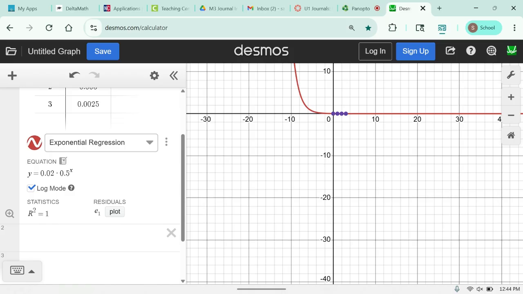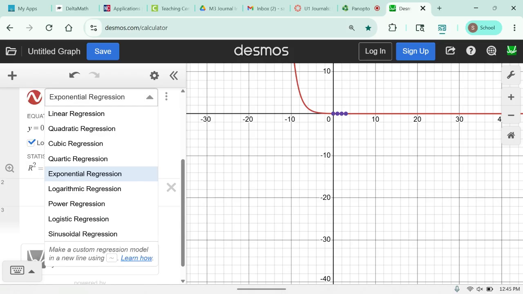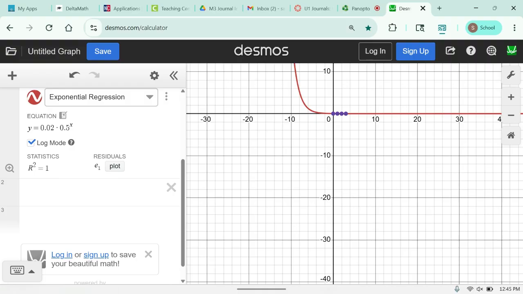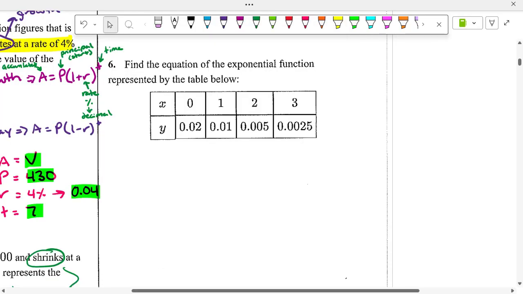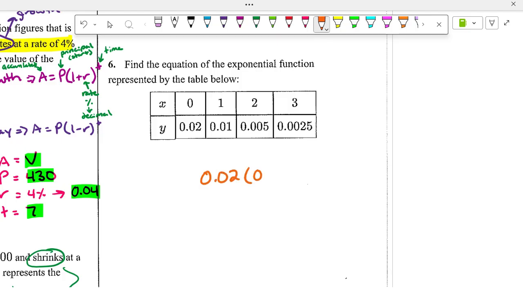All right, so like I said, if you need to find any regression on here, most of the ones that they would ask you to find an equation for is in this regression table. So that strategy can be used for pretty much any type of function. So it was 0.02 times 0.5 to the x power.